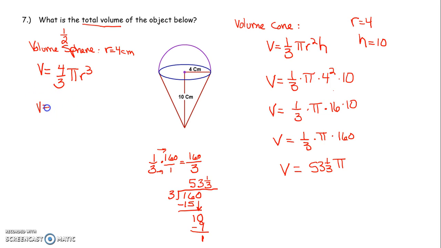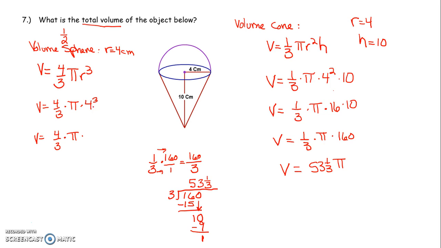So this volume will be 4/3. This is going to be for an entire sphere, and then we'll chop it in half because it's a hemisphere. Times pi times your radius cubed. So your radius is 4, so that's 4 cubed. That volume is 4/3 times pi times 4 cubed.